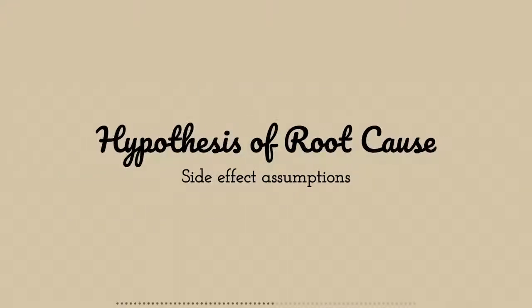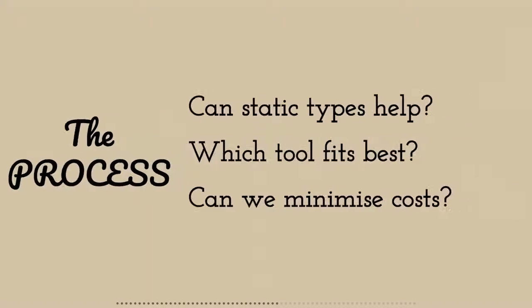my hypothesis is straight away we probably make assumptions about the shape of the side effects. The data comes in and data comes out. But we're going to apply the process. So we're going to look at this and say, can static types help? Which tool would fit best? And can we minimize the code? Can we minimize the costs?